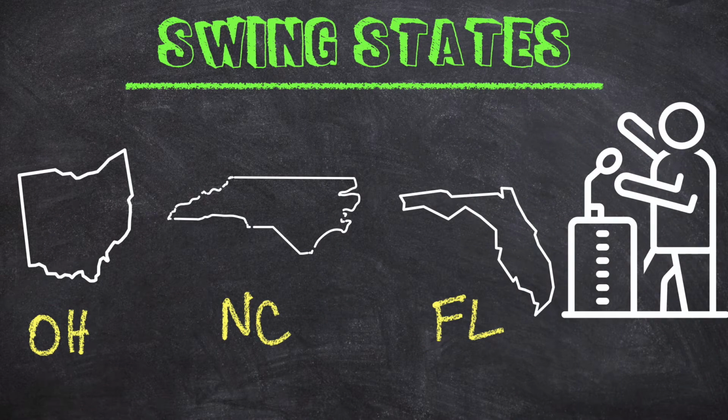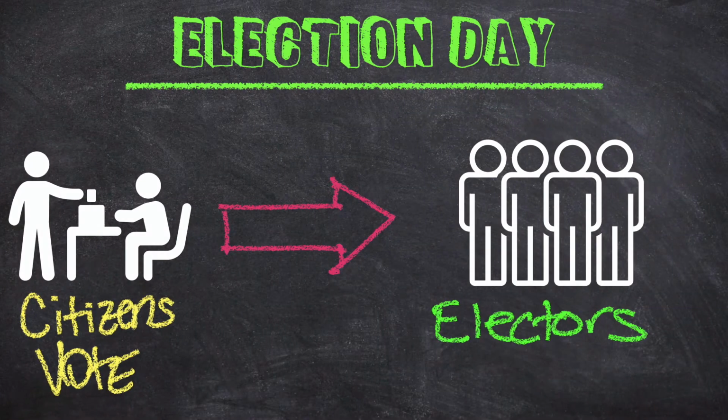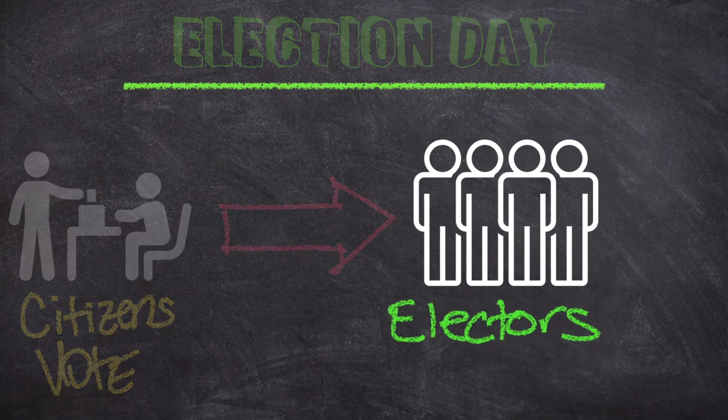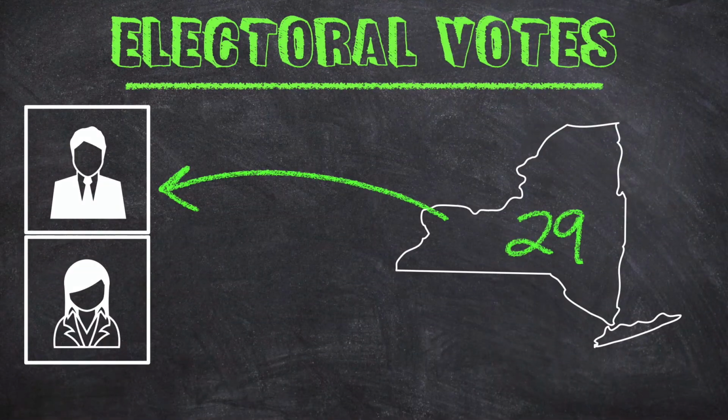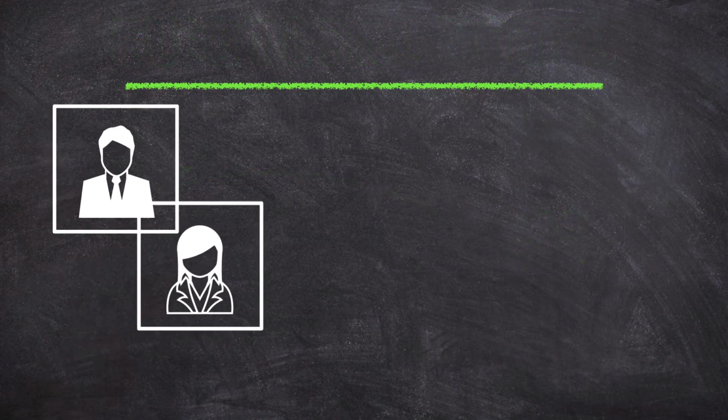Both candidates will typically campaign in what we call swing states, states that sometimes swing between Republican or Democrat during presidential elections. 3 main examples are Ohio, North Carolina, and Florida. On election day, you as a citizen will go and vote for the candidate you believe is best for office. Then, the electors of your state will pledge themselves as delegates for that candidate. So in New York, whoever wins the most votes will get 29 delegates.